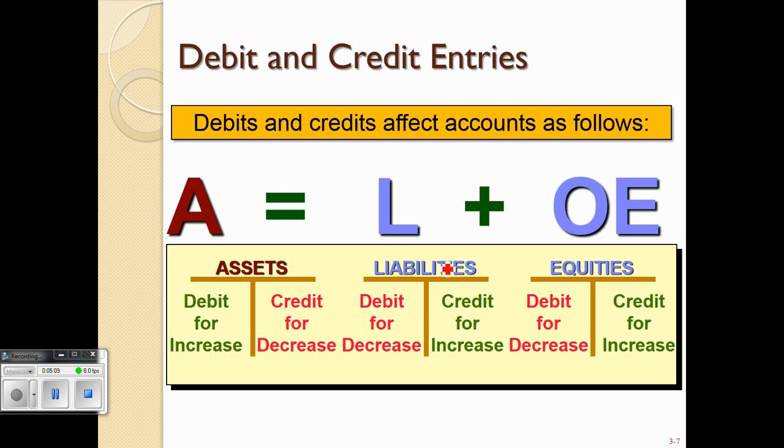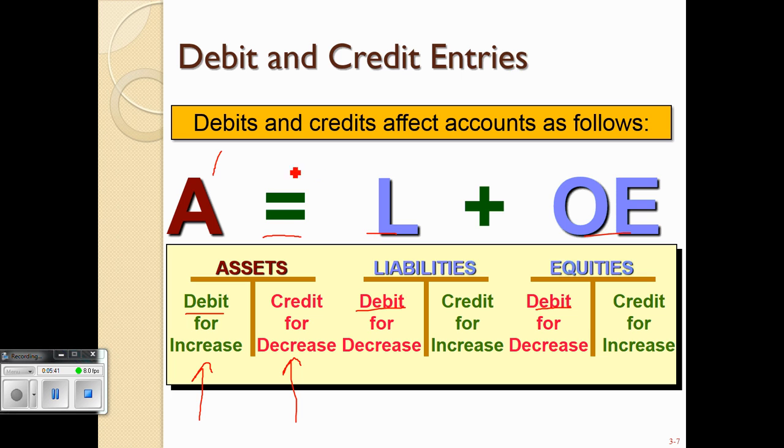I told you a moment ago that debits do not always equal increase, credits do not always equal increase, because it depends upon where it falls in our accounting equation. Keep in mind, assets equal liabilities plus owner's equity. All of them have debits on the left, all of them have credits on the right. But for assets, to get an asset to go up, we debit it. To get an asset to go down, we credit it.